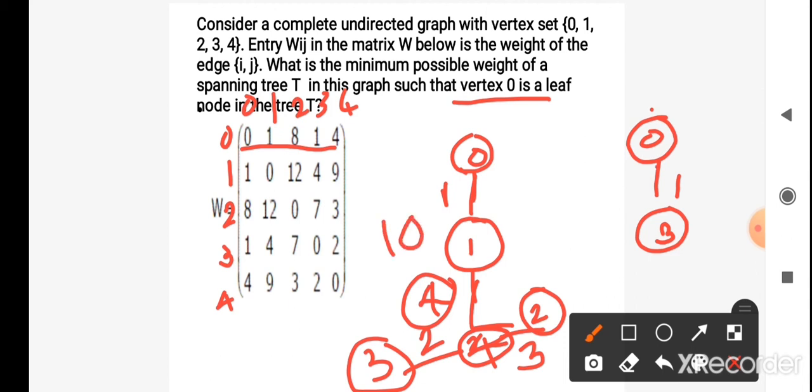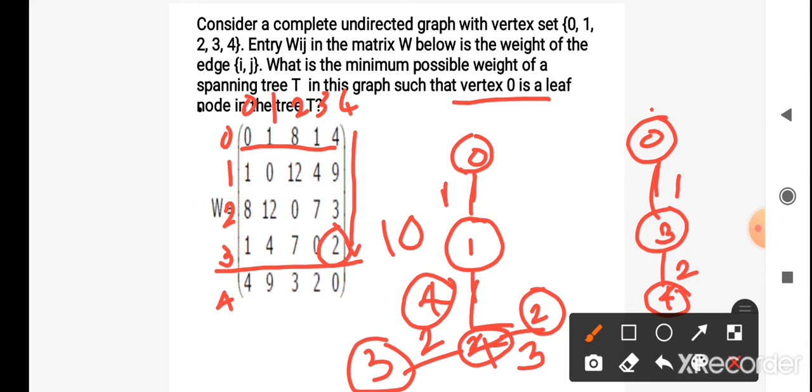Then another case: 0 to 3. 3 to 4 is 2. Minimum value is 2 here. So 3 to 4 is 2.